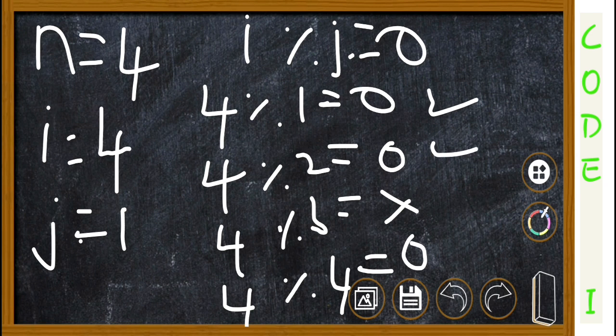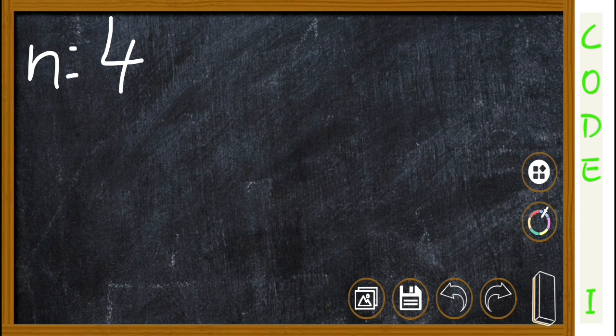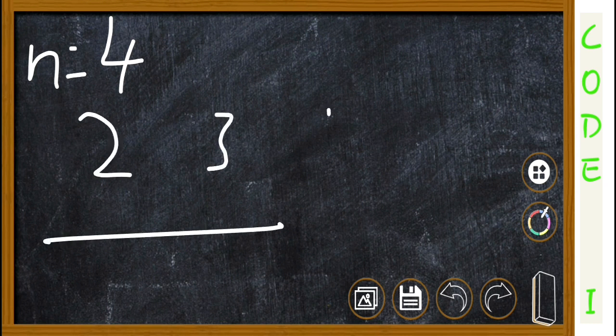So now the divisor becomes 3. As per our logic, the divisor should become only 2. So this condition doesn't satisfy, so 4 doesn't become a prime number. So our result for this program, when the nth value is given as 4, is that our program will execute and give the result as 2 and 3 as the prime numbers.